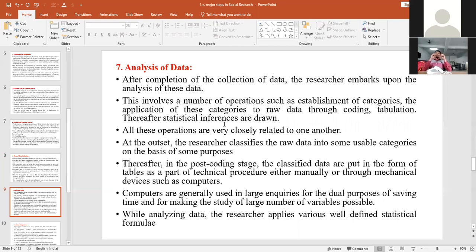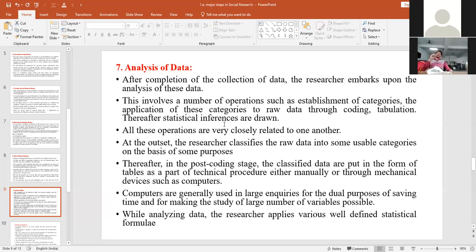So with this tool, the data can be analyzed easily. So if we apply these kind of softwares, the data is easy to analyze in the form of tables, in the form of charts, in the form of the bars. So these operations are very closely related to one another. So thereafter, the post-coding stage or the classified data is put into the print format by analyzing the tables and by analyzing the codes or by analyzing the graphs. So these are all analyzed by the researchers based on the data.